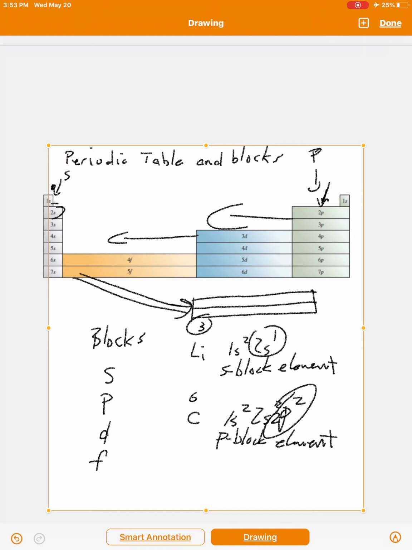So the nonmetals are generally, with the exception of hydrogen, P block elements. The alkali metals and alkaline earth metals are S block. The rare earth metals, like uranium or plutonium, those are F block elements. They're called rare earths, lanthanides, actinide elements. And then the transition metals, like copper or gold or zinc, those are in the D block. They're right here. So transition metals are D block. And there you go.